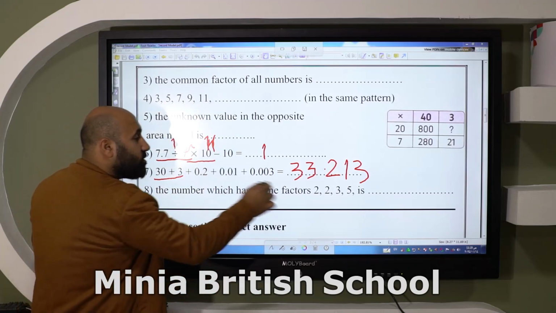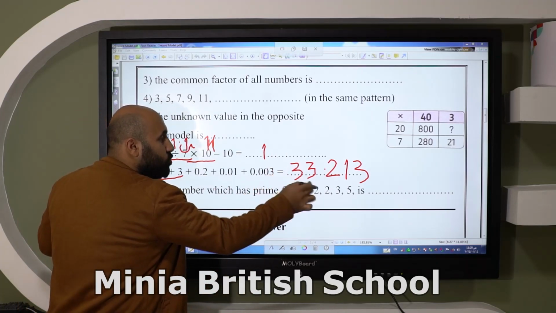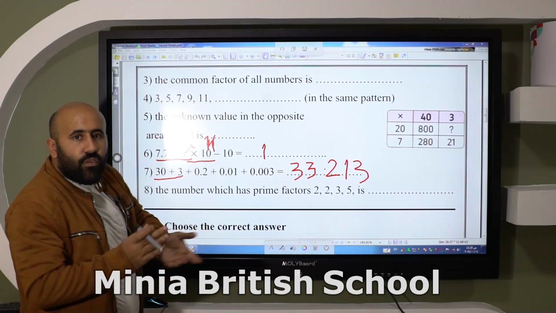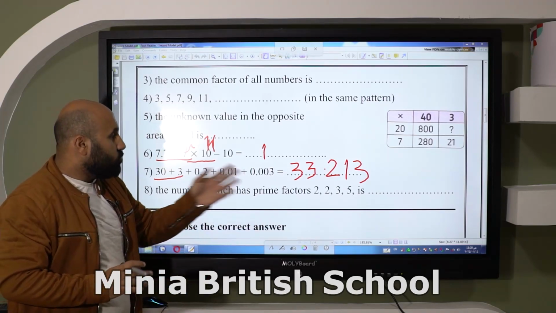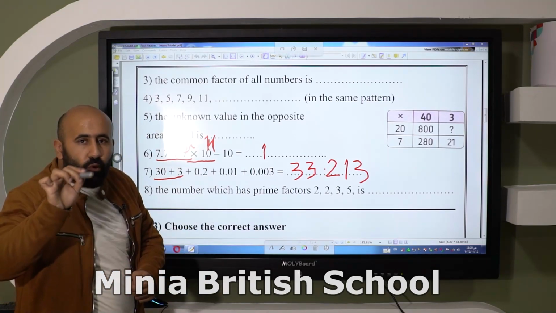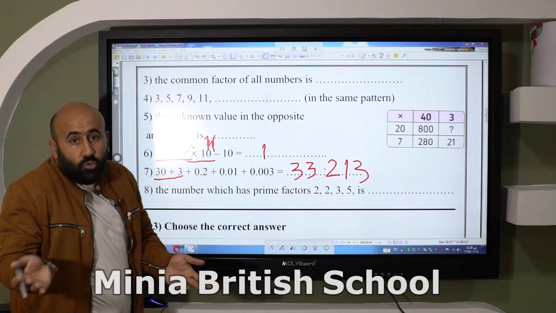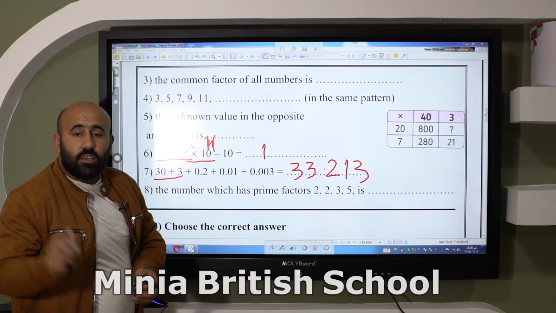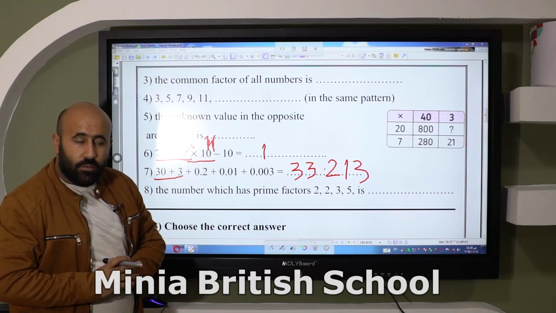So 33.213. What if I don't find the hundredths? So I will write 0. What if I don't find the tenths? I will write 0 instead of it. Is it clear?